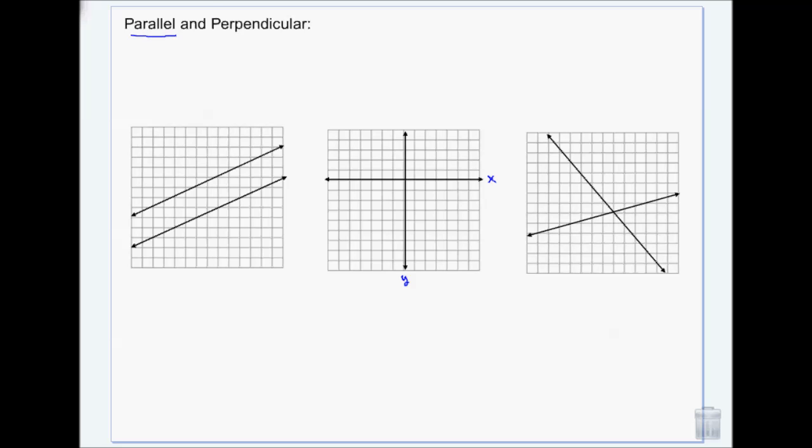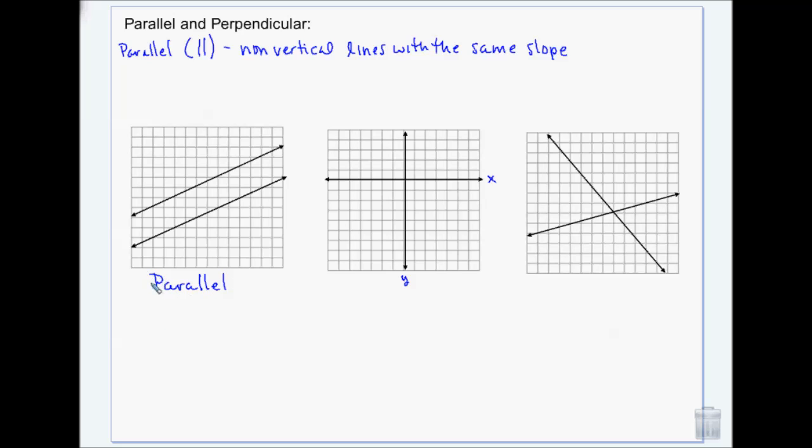Parallel lines. So we'll just do parallel. It is symbolized by two parallel lines. They are non-vertical lines with the same slope. Okay, so we have parallel lines right here. If line 1 was y equals 2x plus 5, line 2 might be y equals 2x minus 1. But the m's are the same. So in parallel, the m's are the same. Actually, I shouldn't write it with equal. And so m is parallel to m.